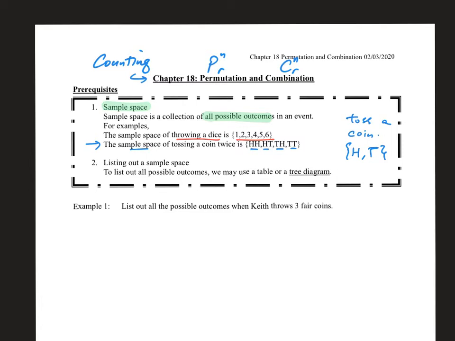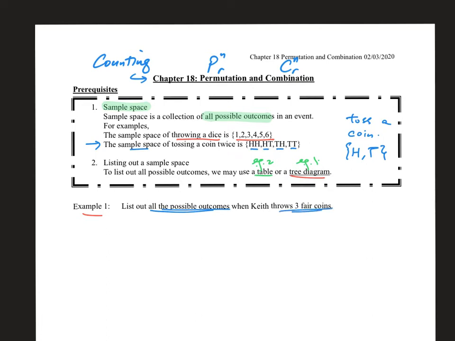In writing a sample space, we basically have 2 methods. One is called a tree diagram, which will be demonstrated in example 1, while the other way is using a table, which we'll talk about in example 2. Now let's take a look at example 1, where you need to list out all the possible outcomes when you throw 3 fair coins.